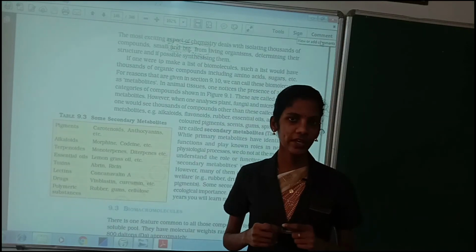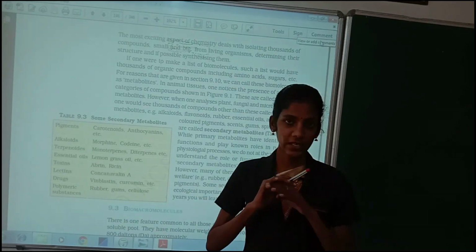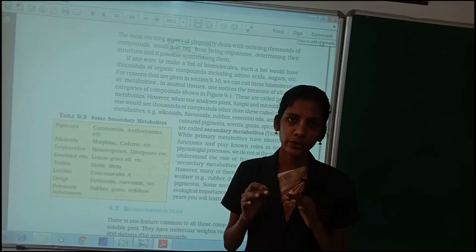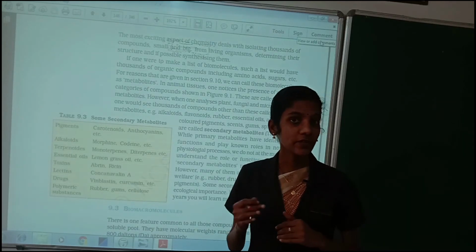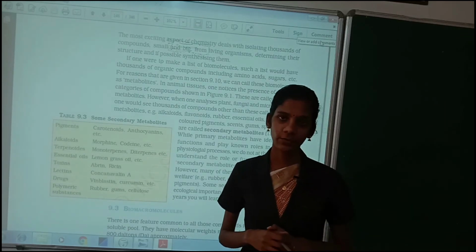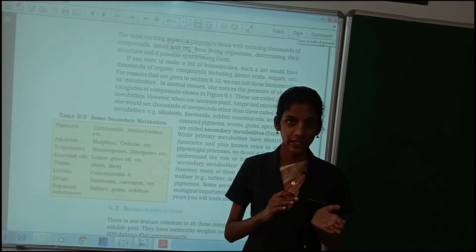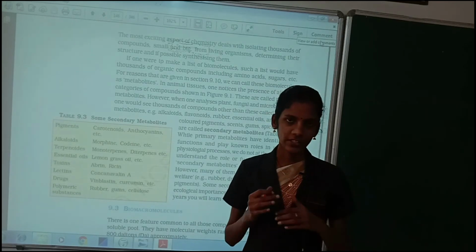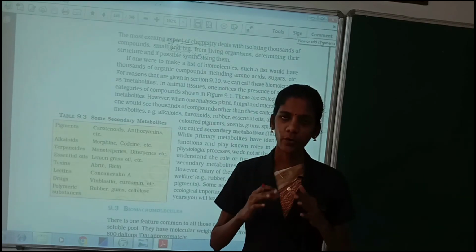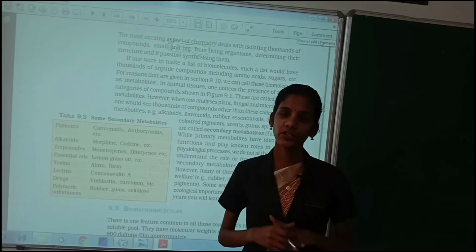The bodies of living organisms are composed of a large number of biomolecules. That means we can see thousands of biomolecules inside the body of a living organism. These biomolecules are otherwise known as metabolites. Generally, we can divide the metabolites into two categories, primary metabolites as well as secondary metabolites. Primary metabolites are the organic compounds that are involved in the growth, development as well as reproduction of an organism.